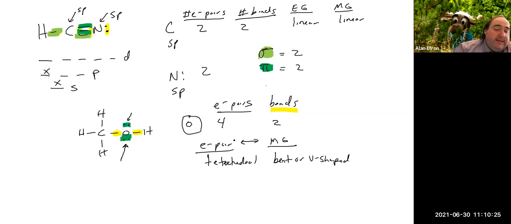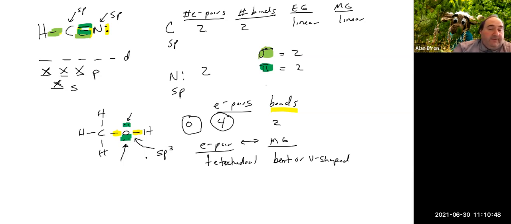Now, if we wanted the hybridization of this oxygen, it would be based off of the 4 electron pairs, which gives me 1, 2, 3, and 4, which means the hybridization here would be sp3 in this case. Any questions on that?